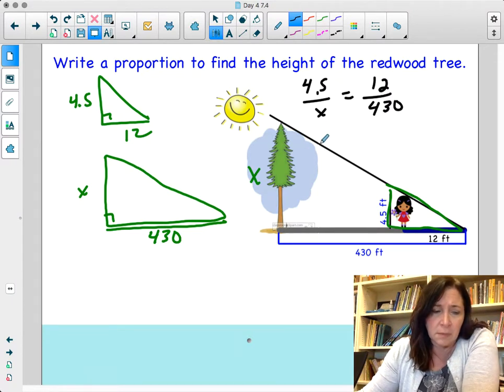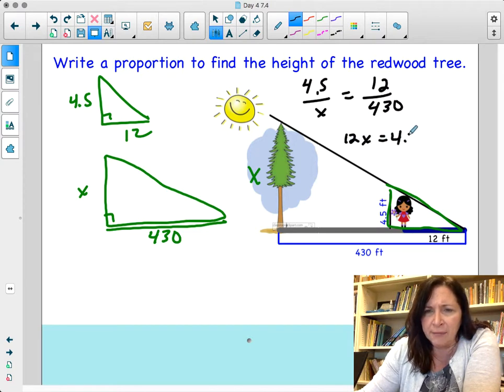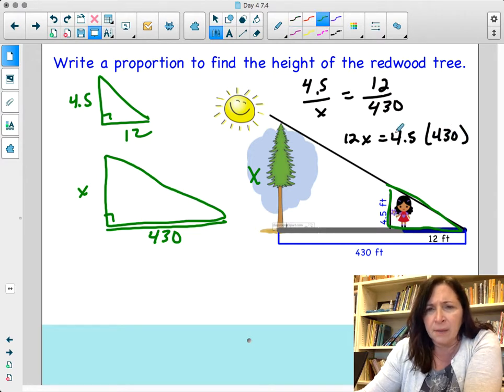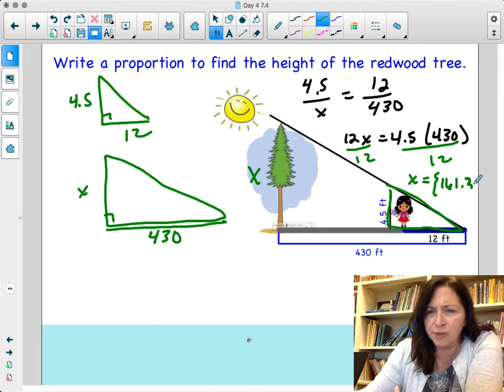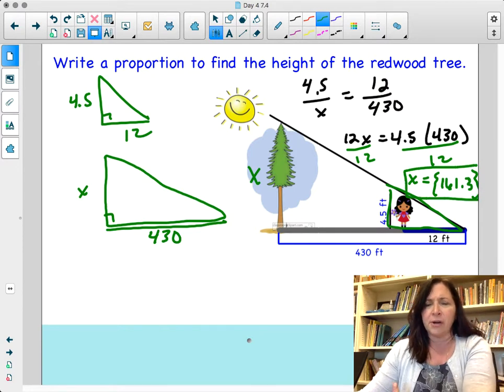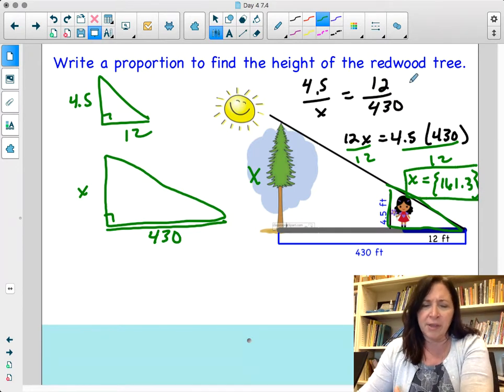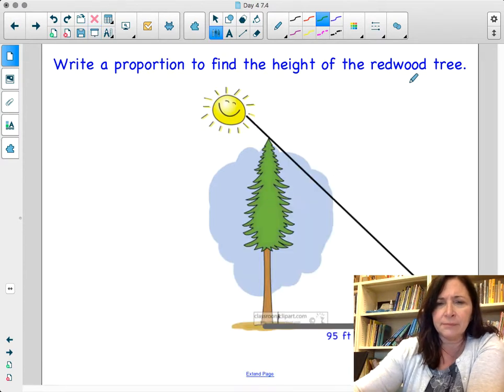Let's see here. 12x is equal to 4.5 times 430. I'm going to divide both sides by 12. And I actually get x equals 161.25, so we'll say 0.3. And so that's what x equals for this problem right here. Definitely check with a calculator, okay?